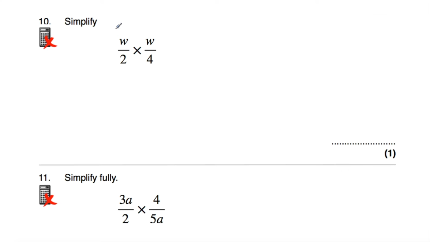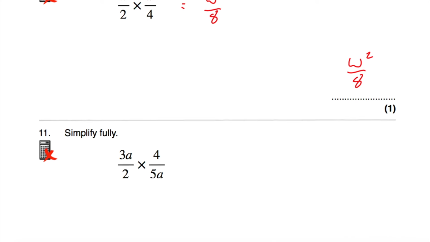Okay, let's have a look at our next question, question number 10. We've been asked to simplify w over 2 multiplied by w over 4. So to multiply fractions, you just multiply the numerators and then multiply the denominators. So let's do that. w times w is w squared, and 2 times 4 would be 8. So the answer would be w squared over 8, and that can't be cancelled down, so that's our answer. So we just multiply the numerators and multiply the denominators.